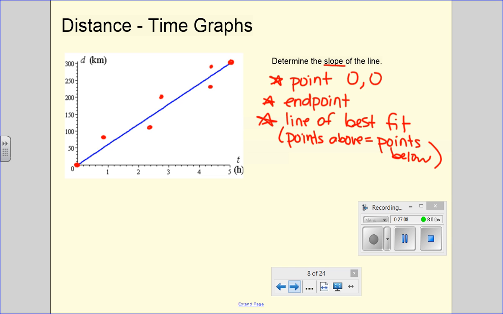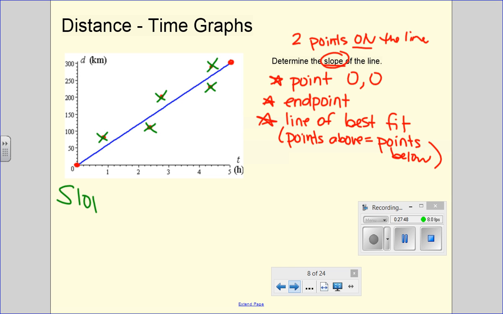Now, when you're picking your slope, you always need 2 points on the line. And so if I was figuring out the slope of this line, I would not choose this point or that one or that one or that one or that one. I would only pick a point that was actually on the line. And so that's why I recommend picking 0, 0 and the end point if they're there, because it'll make your calculation just a little bit easier.